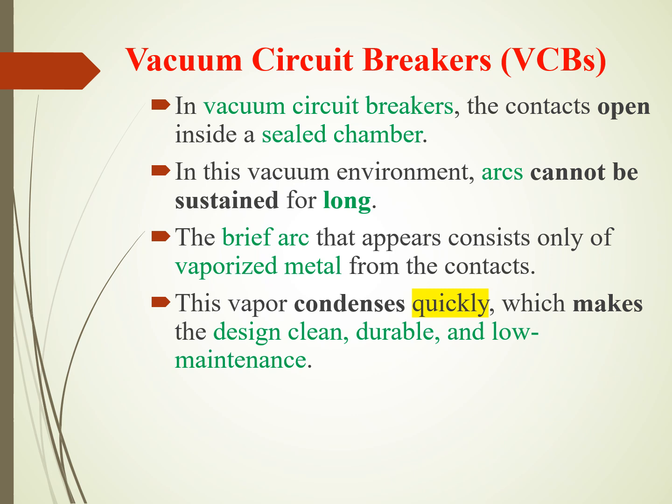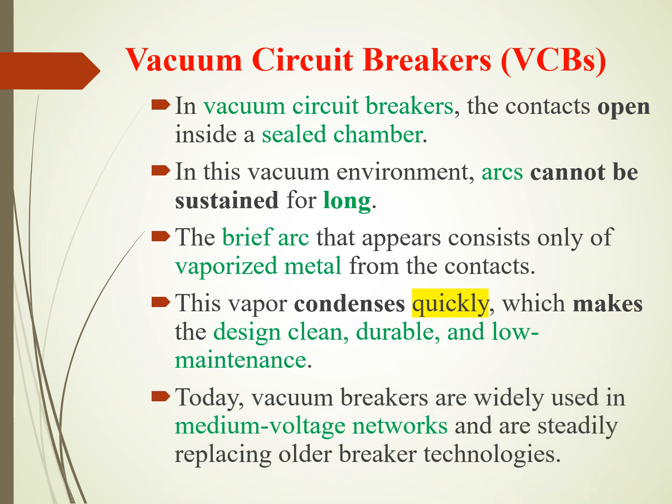In fact, contacts or electrodes are made of metals. This vapor condenses quickly, which makes the design clean, durable, and low maintenance. Today, vacuum circuit breakers are widely used in medium voltage networks and are steadily replacing the older breaker technologies.